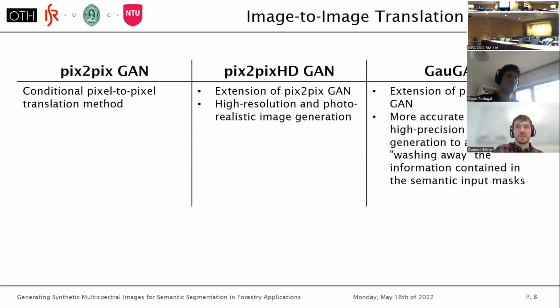The following methods were implemented for image-to-image translation. Pix-to-Pix GAN is a conditional pixel-to-pixel translation method, while Pix-to-Pix HD GAN is the first extension with high resolution and photorealistic image generation. GALGAN is in turn the extension of Pix-to-Pix HD GAN, where more accurate networks for high precision image generation are used to avoid washing away the information contained in the semantic segmentations.